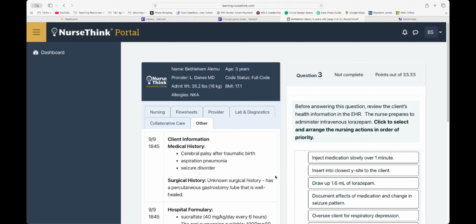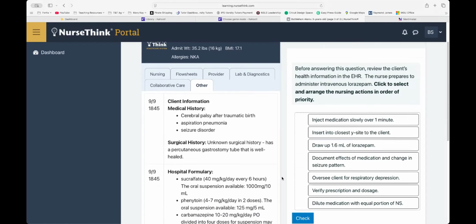So we'll start with his medical history here. This is what little we know about him. He has cerebral palsy after a traumatic birth, so our assumption was correct there. Also has aspiration pneumonia and that seizure disorder. We don't know of any surgeries other than that gastrostomy tube that is well healed, so it's been in place for a while.